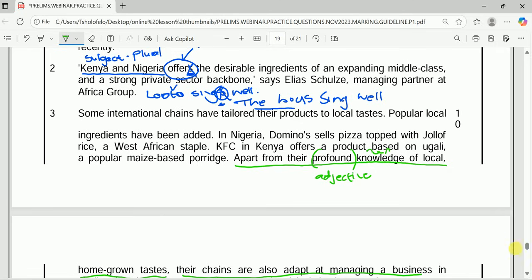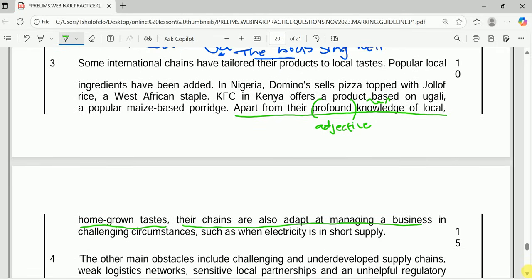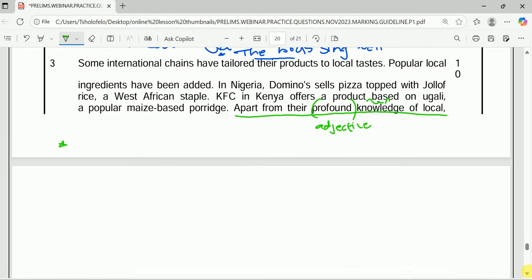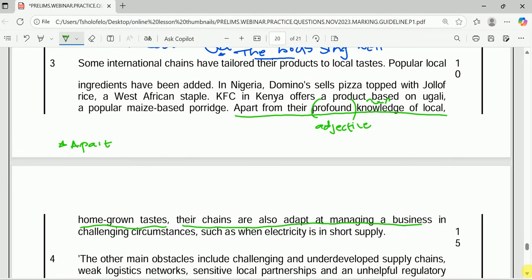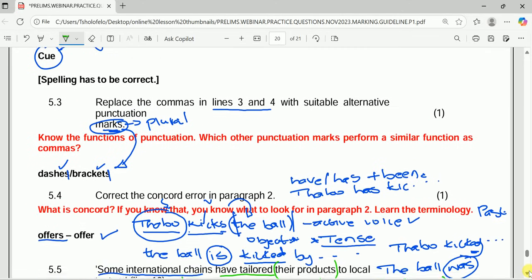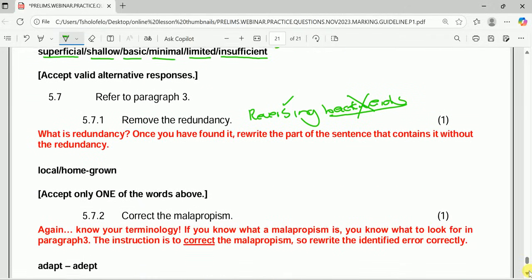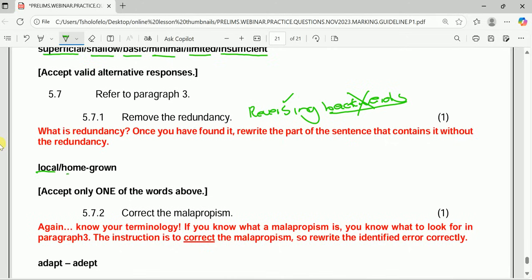Apart from the profound knowledge of local, homegrown. So you can write a sentence to say, apart from their profound knowledge of, instead of saying both, you can cancel local and then you remain with homegrown, because local means the same as homegrown. Or you can cancel homegrown, you remain with what? Local. What is important is that you must omit the one that is repetitive, right? Hence I said here, either you take out local or homegrown, because they mean the same.